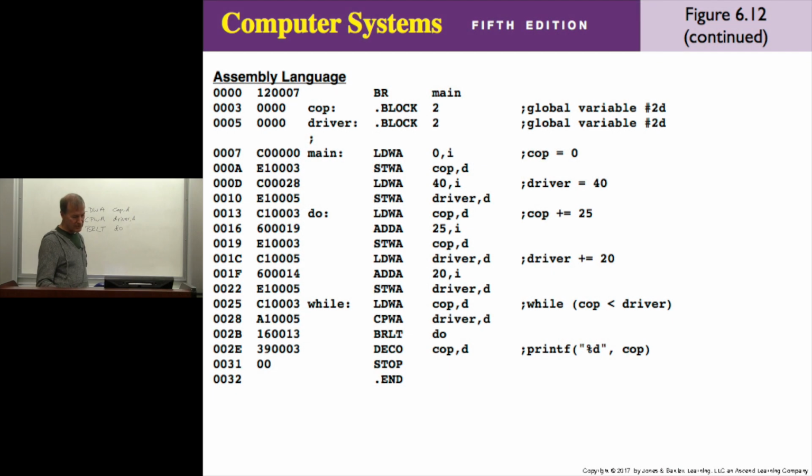Load word accumulator, here starting at 0025 in figure 6.12, the second part. Load word accumulator cop direct, compare word accumulator driver direct, branch if less than to do. And then do is up at the label at the top. Is everybody good? Are we good? Okay.